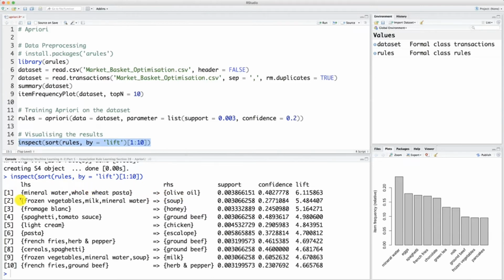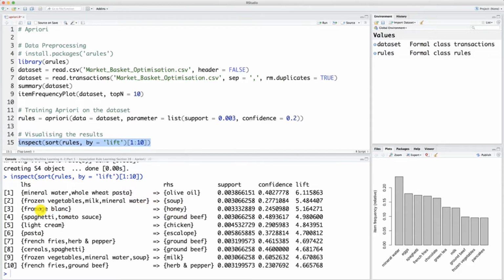Okay, then the second rule is if people buy frozen vegetables, milk, mineral water, then they will buy soup in 27% of the cases. Again, this is a rule that actually makes sense, still related to the need of having healthy meals, and milk can go quite well with soup. Well, I know this is the case for French people. French people do tend to put some milk in their soup. And oh, by the way, speaking of French tradition, this is typically what French people love absolutely.